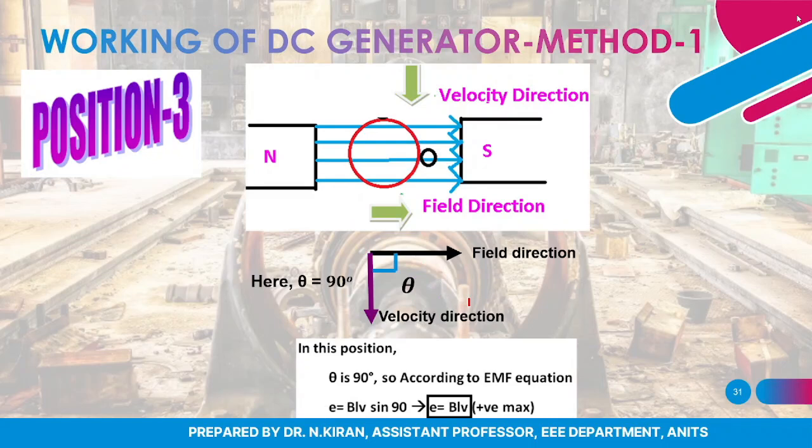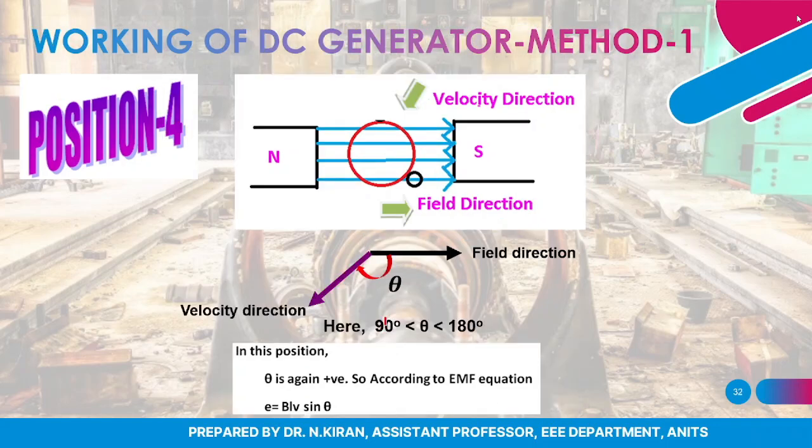Coming to the third position, the field direction will never change and the velocity component will be exactly 90 degrees with respect to my field direction. Since theta is equal to 90, we all know sine 90 is 1. So in that position, according to my expression E is equal to BLV sine theta, my magnitude of EMF will be the positive maximum value.